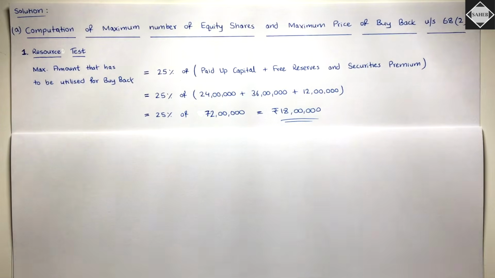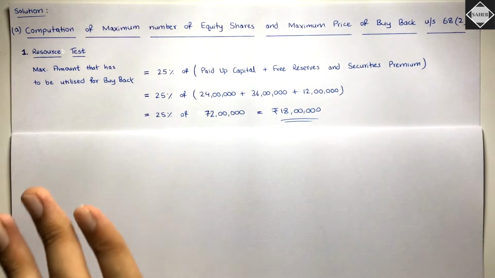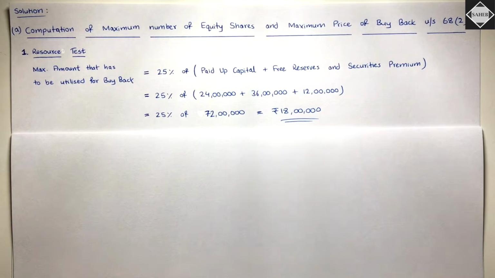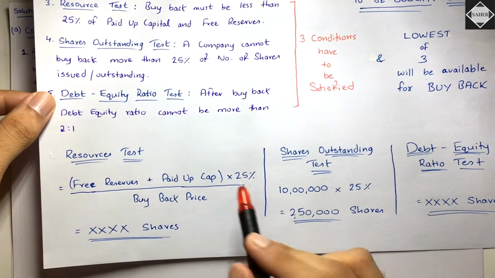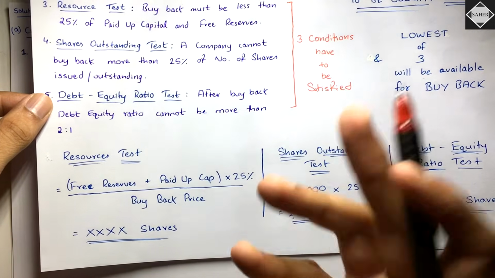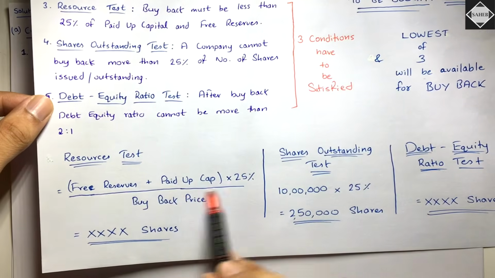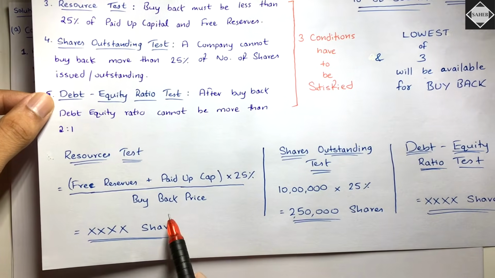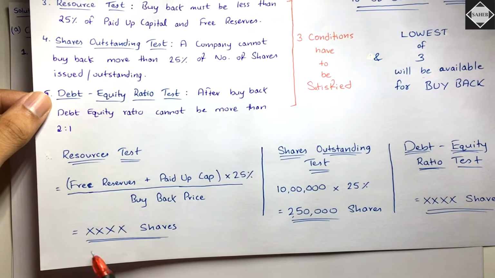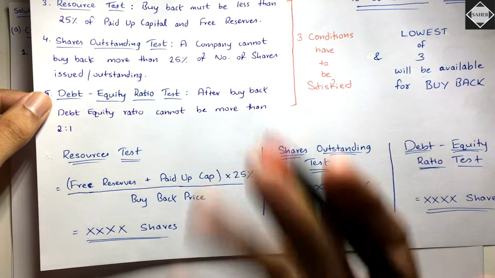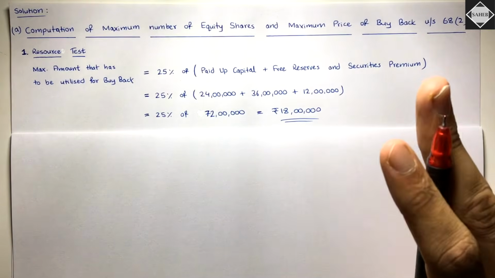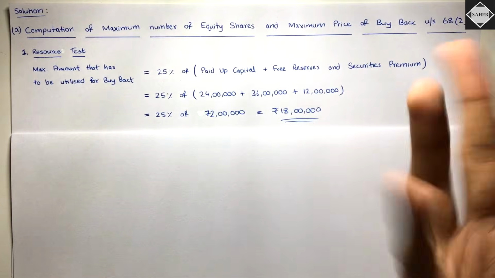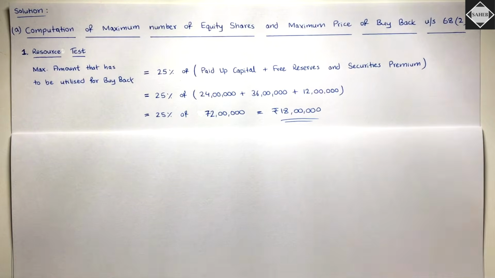Is that clear for buyback? Yes. So now, is the resource test over? No, it's not over, but we have to finish the resource test over here. Understand properly. In the resource test, we take free reserve plus paid up plus securities premium into 25%. That's the amount we get, the maximum outflow that can happen. And then we divide that by the buyback price and we get the number of shares. But in this question we don't have the buyback price, so we will have to stop right here, till the amount only. We don't have buyback price now, so how will we divide? We'll not divide, we'll leave it as it is.